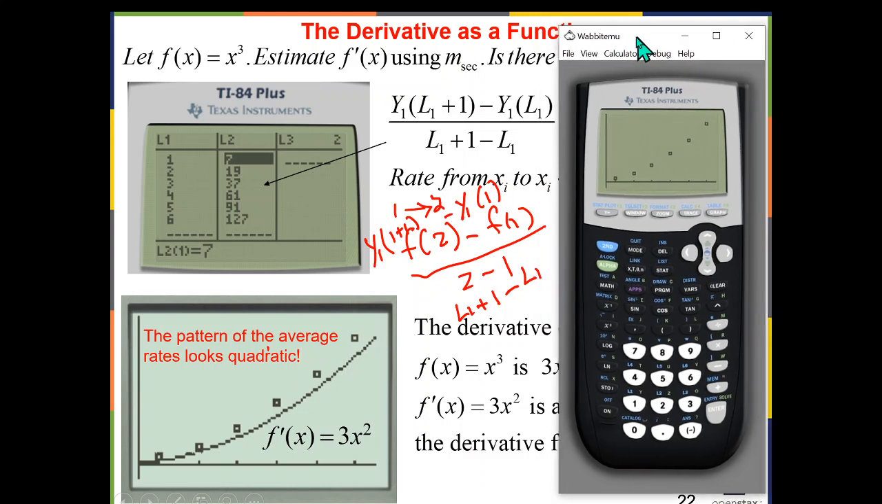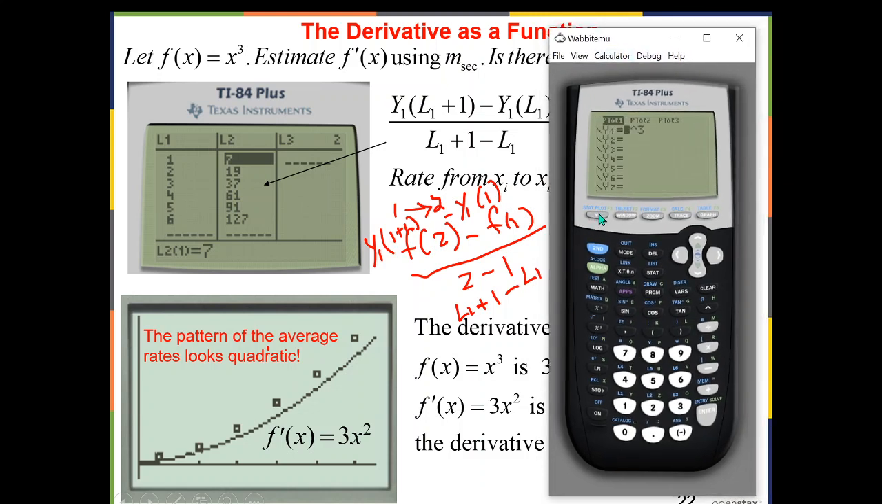Now here is something interesting. Now I know the derivative. The derivative function is, and we're going to learn that very soon, 3x squared. That's the actual derivative. So let me graph it. And as you see, we came close to the derivative. So these points are close to what we are supposed to have, which is basically this graph.